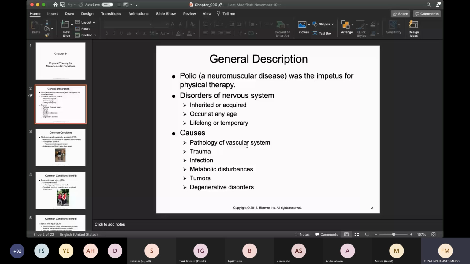So unilateral spatial neglect. This is the inability to make sense of the sensory information from one side of the body. Okay, so that's where this unilateral term comes from.